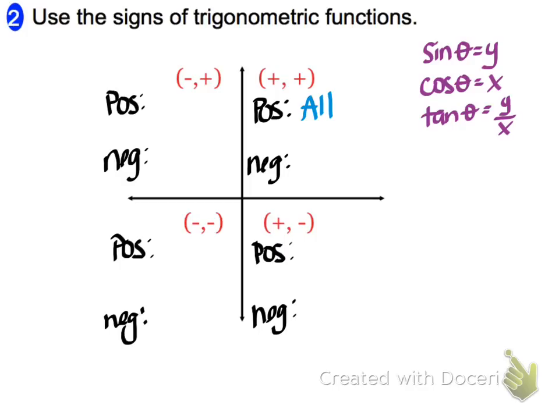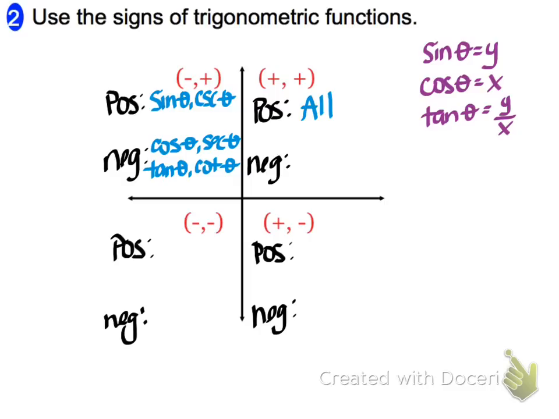Now let's look at quadrant 2. In quadrant 2, the x value is negative. That means that cosine and secant are going to be negative. Now, the y value in that quadrant is positive. So if I divide a positive by a negative, I get a negative answer. That tells me that tangent and cotangent are also negative in quadrant 2. So what about the positives? Well, that would be the y value, which is sine, and its reciprocal, cosecant.